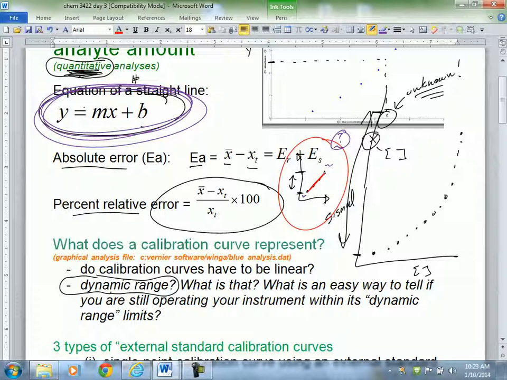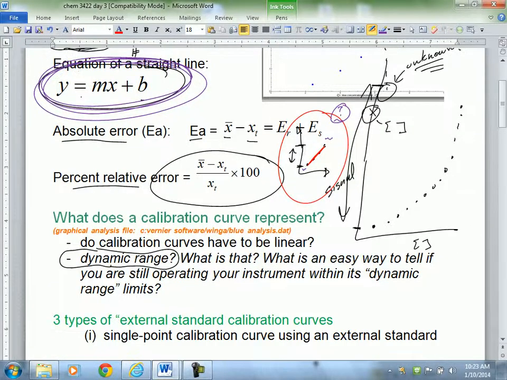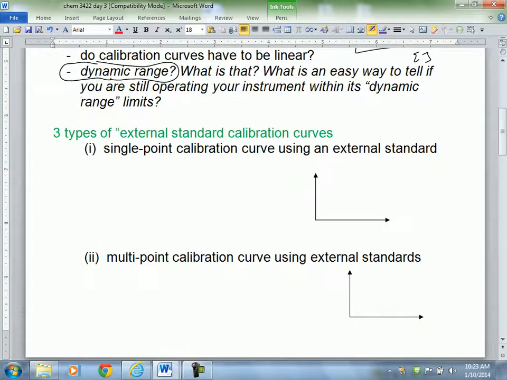So I guess what I'm trying to say is, dynamic range means it's a linear relationship between your signal and your concentration. And if you double one, the other one has to double too. You triple it, it has to be consistent. That's what a linear relationship is.